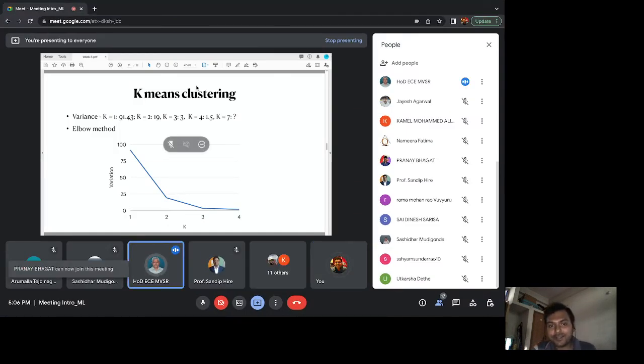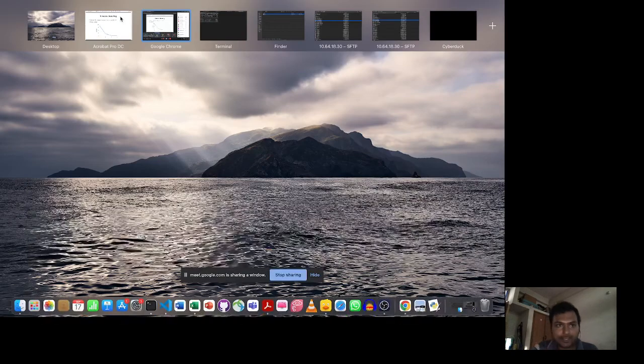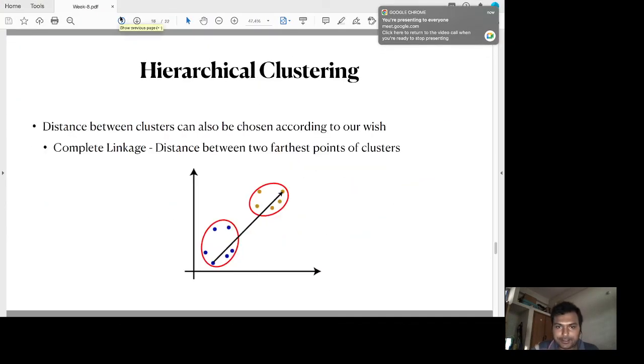So for this last example, which one is better in the dendrograms?